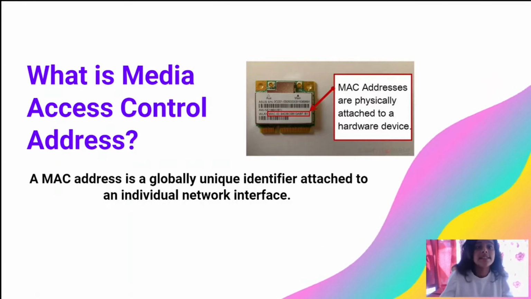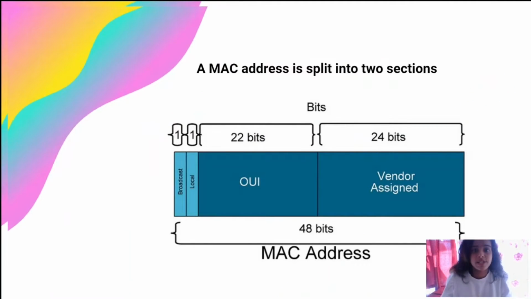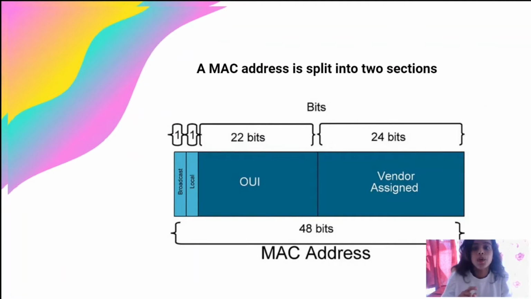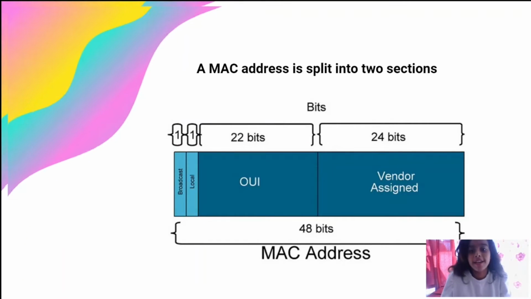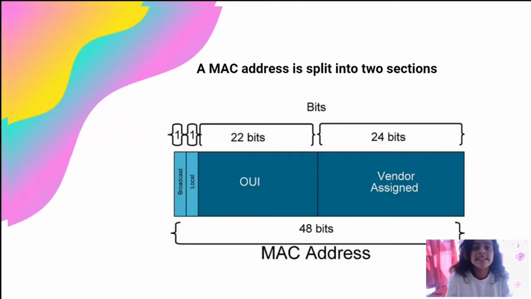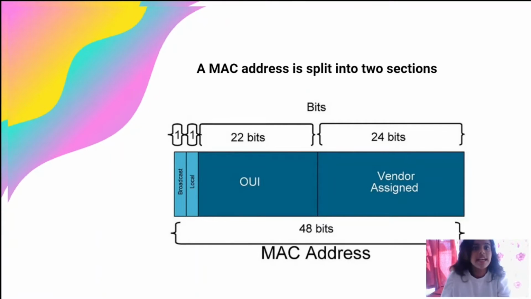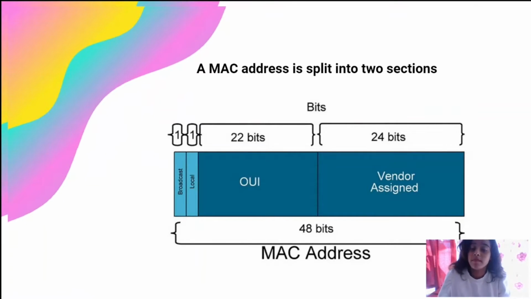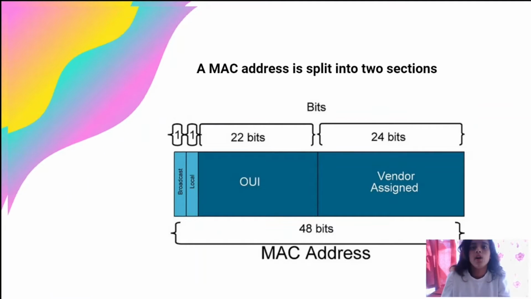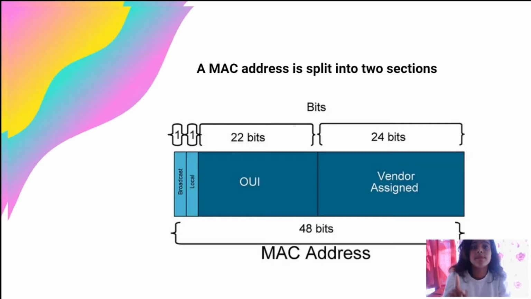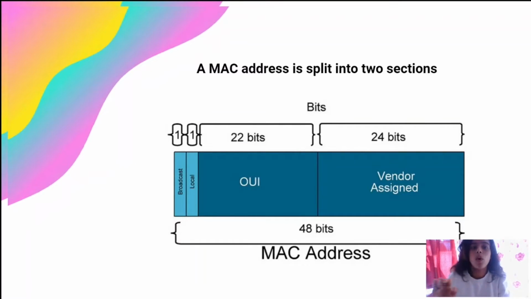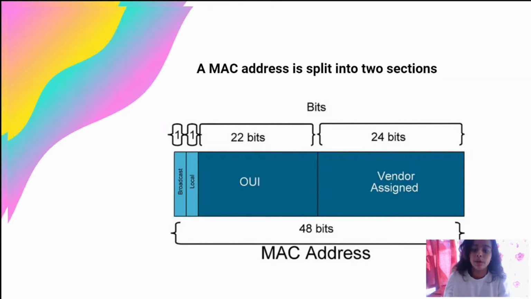A MAC address is split into two sections. One is the OUI, which is also known as the Organizationally Unique Identifier, and the last three octets of a MAC address can be assigned in the way that the manufacturer or the vendor would like it, with the condition that they only assign each possible address once to keep all MAC addresses globally unique.